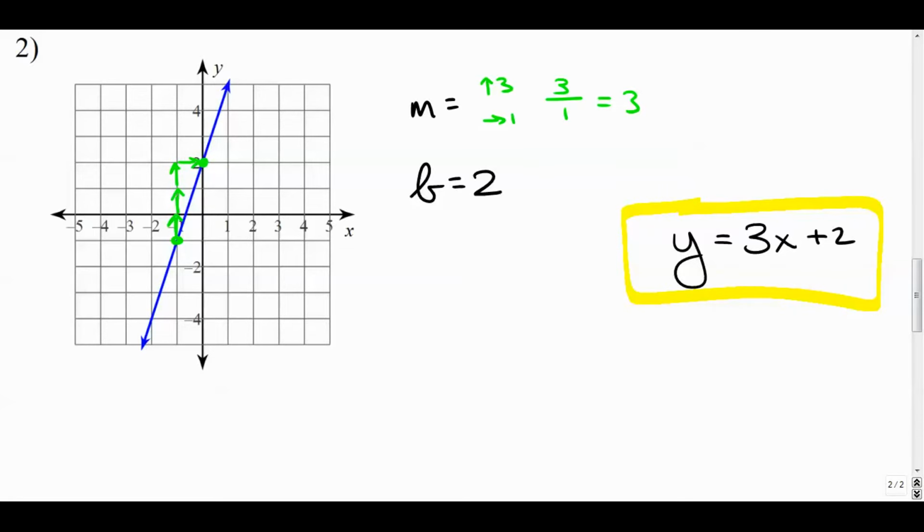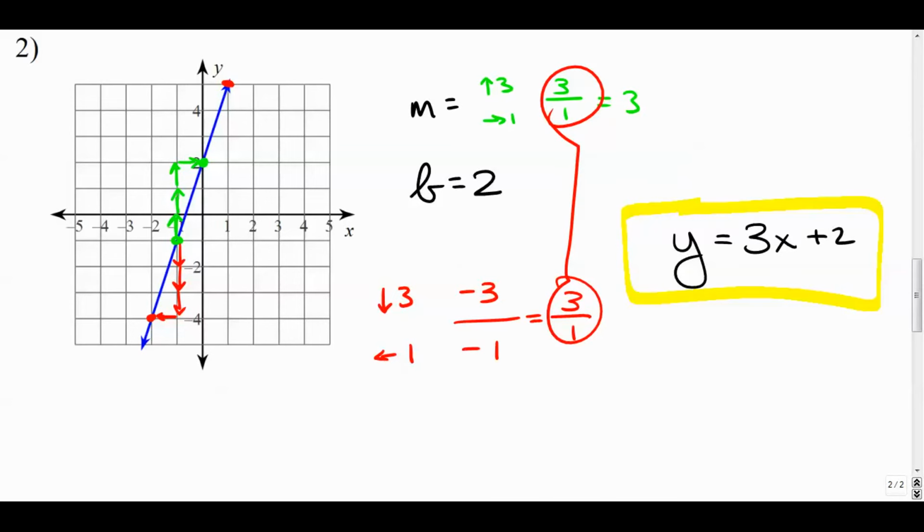Again, if you wanted to use maybe this point, you certainly could have, or this point you certainly could have. Down 1, 2, 3, down 3, and left 1. Watch this. This is interesting. Down 3 is negative, left 1 is negative. So it's -3 over -1, which is +3 over +1, which is the same thing as it was up here. So it doesn't really matter how you count, as long as you put the change in the y direction in the numerator and the change in the x direction in the denominator. So there you go, y equals 3x plus 2.